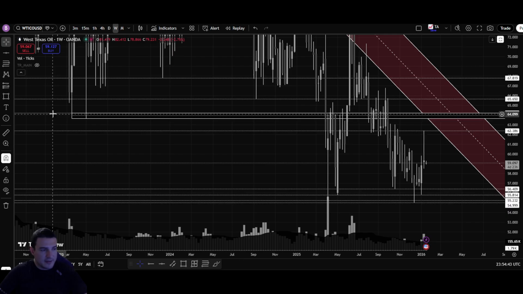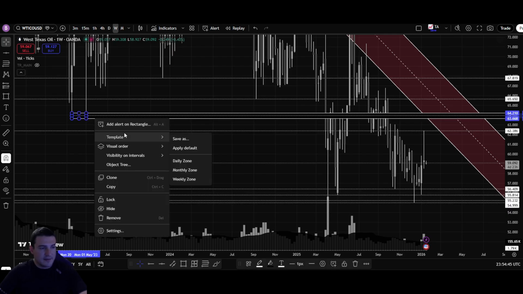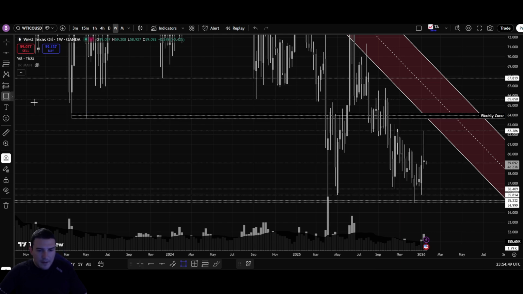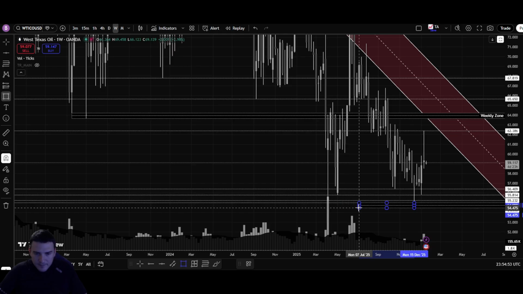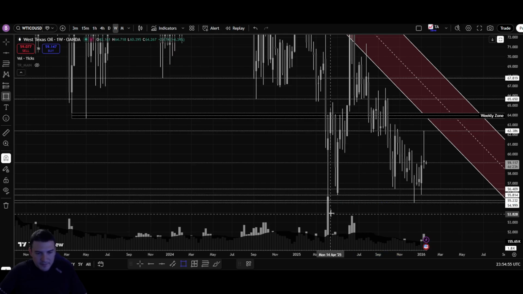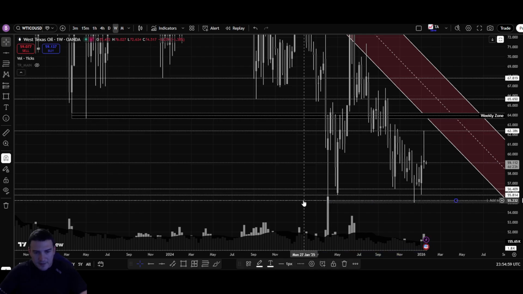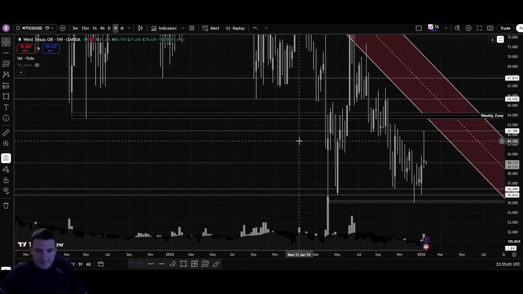And these are both weekly lines. So I have a weekly zone notated. All right. There we go. I'll actually draw it from start to finish here. These are weekly lines. It's already a weekly zone.